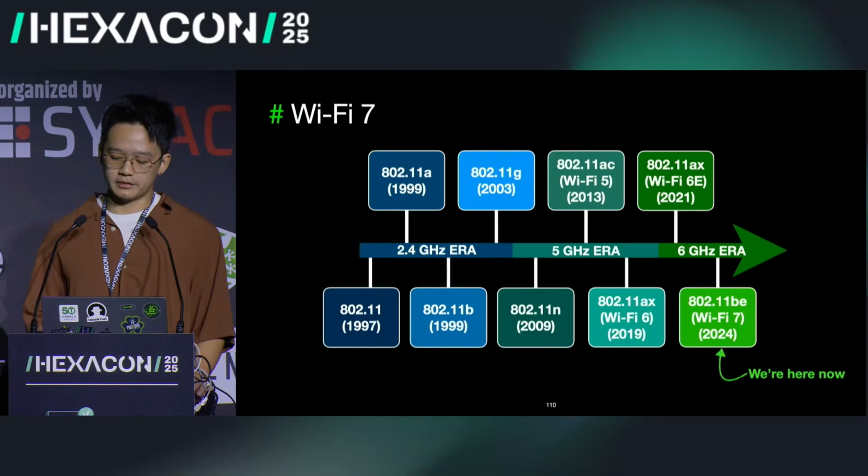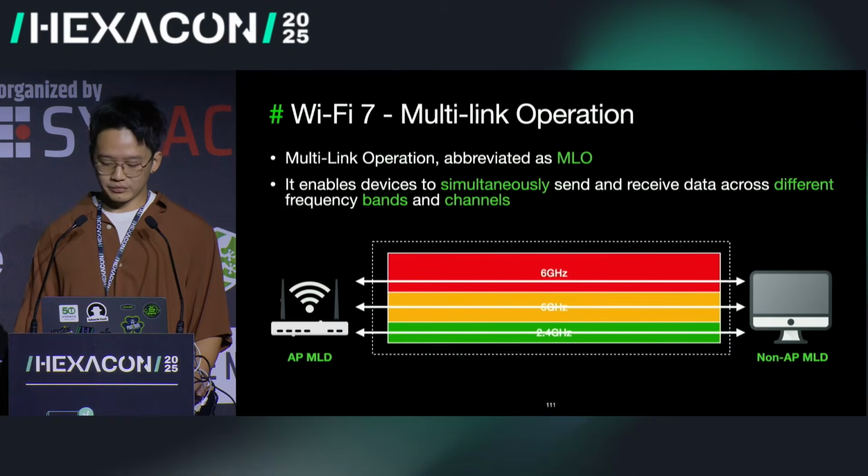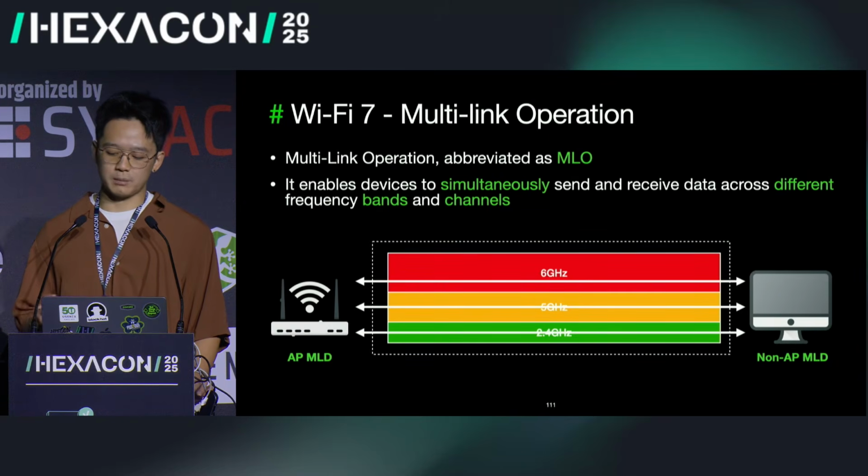The next vulnerabilities occur in Wi-Fi 7. The Wi-Fi Alliance officially released Wi-Fi Certified 7 in 2024. Its theoretical maximum speed is 46 gigabits per second, nearly 5 times faster than Wi-Fi 6. One key technology behind this improvement is multi-link operation, or MLO, which lets a device transmit and receive data simultaneously across different bands and channels.